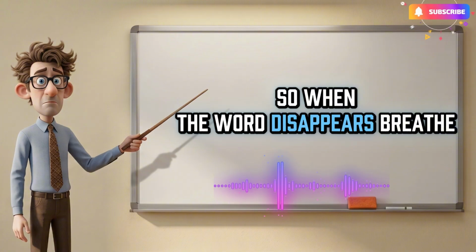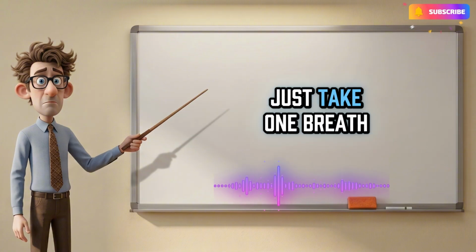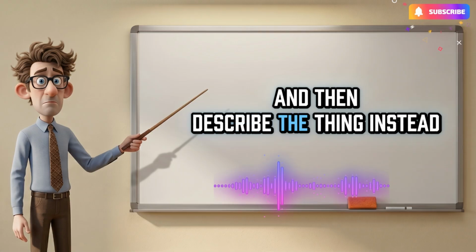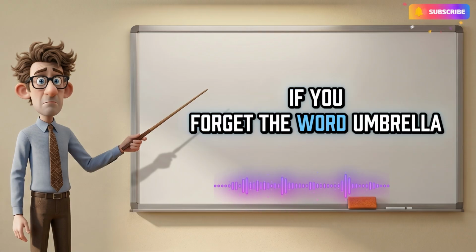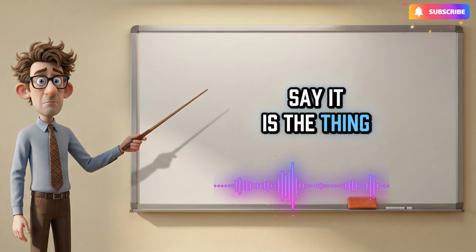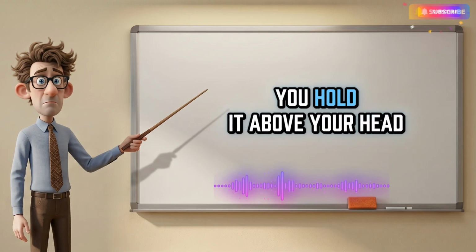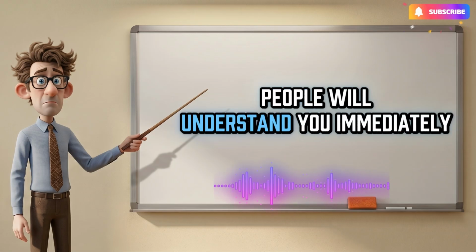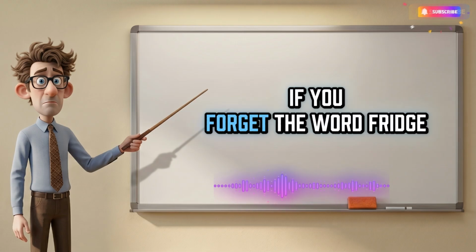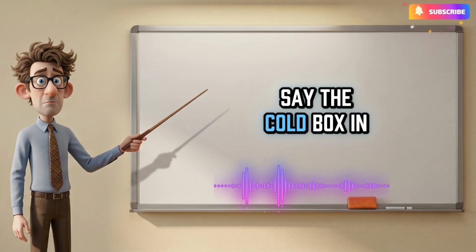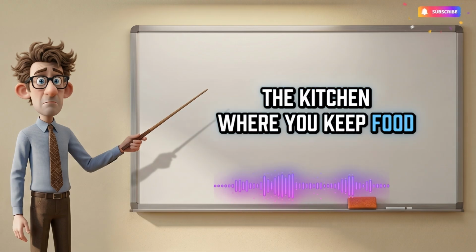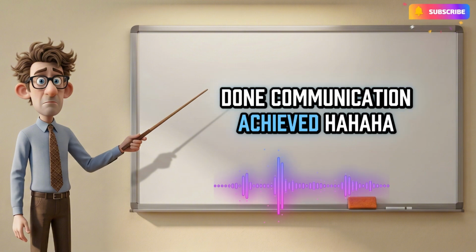So when the word disappears, breathe. Just take one breath and then describe the thing instead. If you forget the word umbrella, say, it is the thing you use when it is raining. You hold it above your head. People will understand you immediately. If you forget the word fridge, say, the cold box in the kitchen where you keep food. Done. Communication achieved.